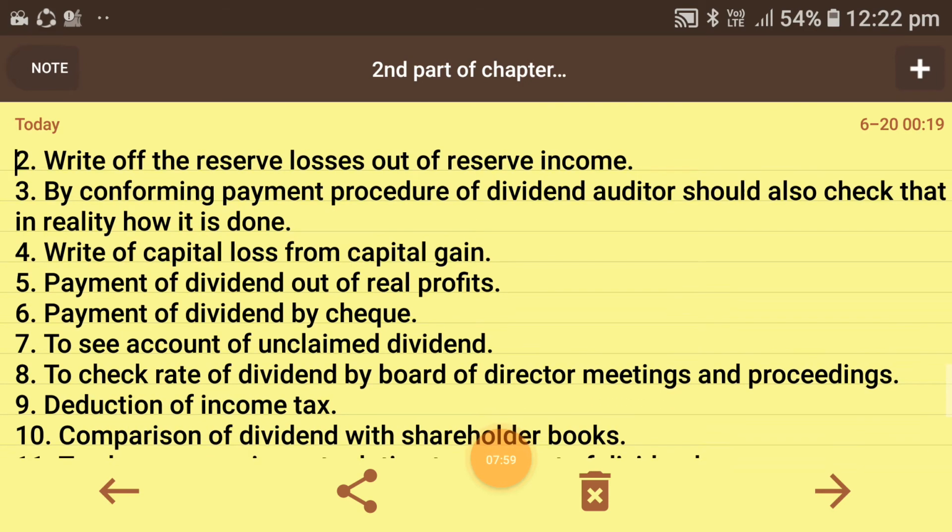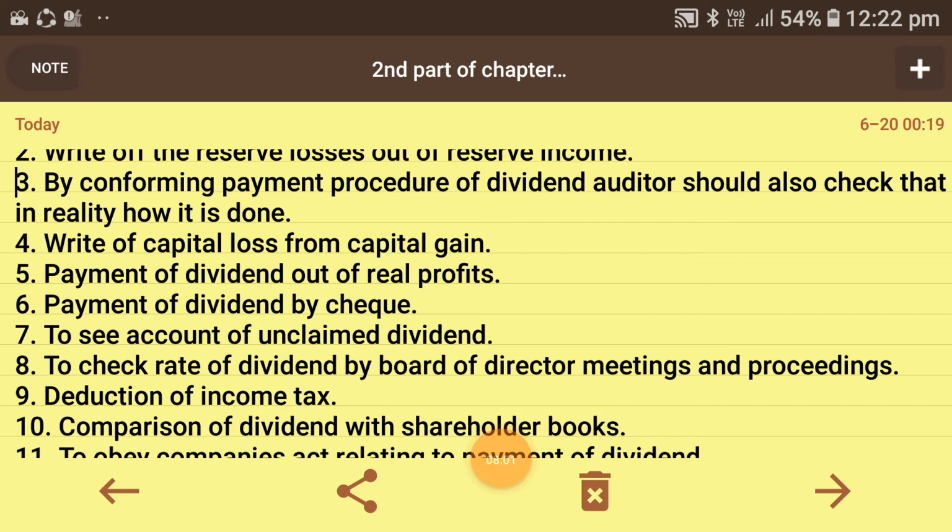Next is payment of dividend by cheque. All payments are done by the bank, so all the dividend warrants are given by cheque, and the auditor sees whether they are entered in the passbook or not. Next is to see the accounts of unclaimed dividend. On the liability side of the balance sheet, the amount to be given to the shareholders in the form of dividend is written, so the auditor will check whether the amount is more or less.